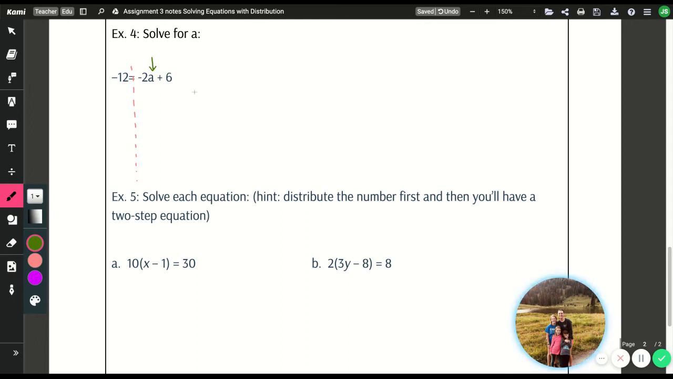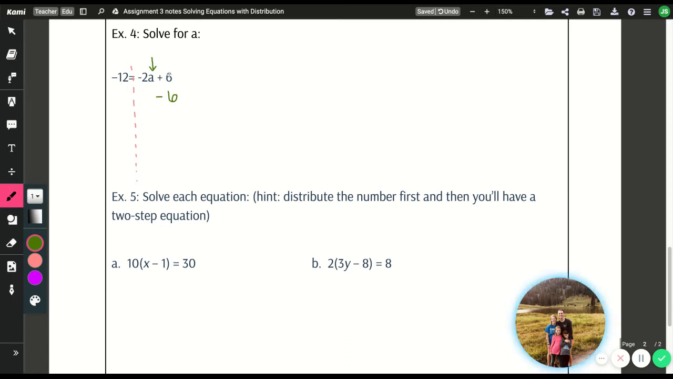I want to solve for a. So the first thing I need to do is to move the 6. And to do that, since it's plus 6, I'm going to subtract 6. I'm going to do the opposite. Remember, we kind of go backwards order of operations when we are solving because we're undoing things.